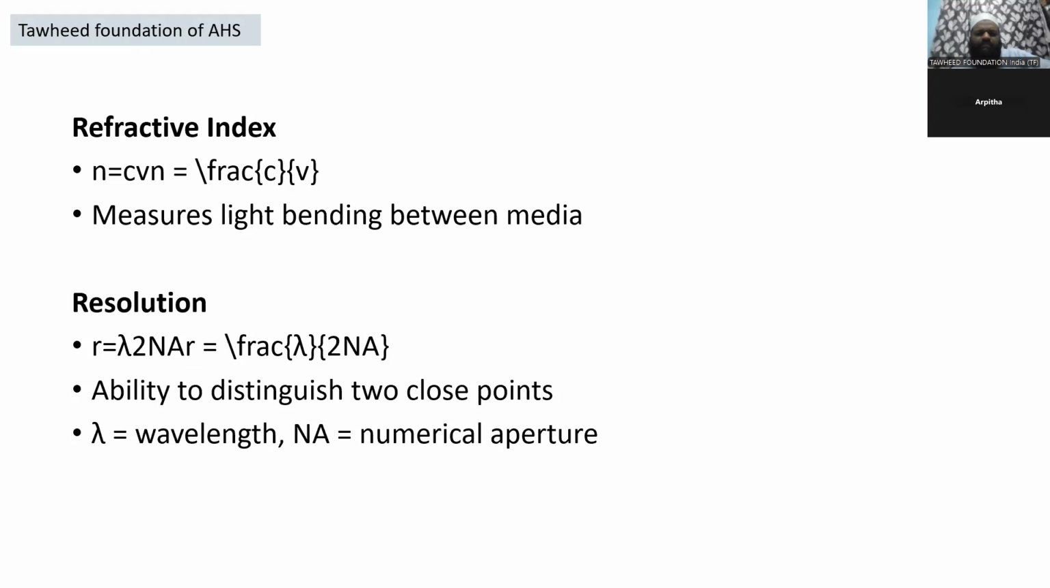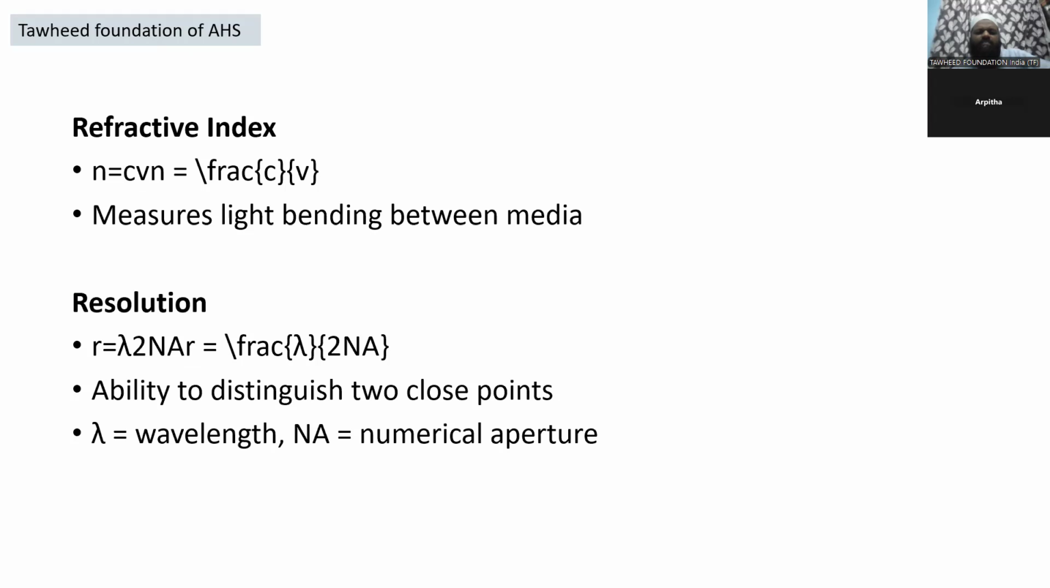Refractive index and resolution. Refractive index can be defined as the velocity of light in a vacuum to the velocity of light in a medium, that is in a substance. Simply, it is a measure of bending of a light ray when passing from one medium to another. Mathematically, it can be defined in this formula.